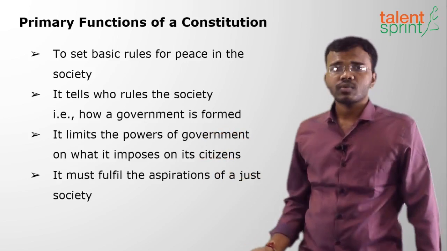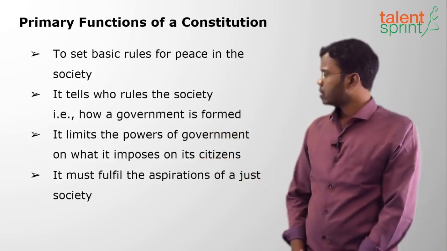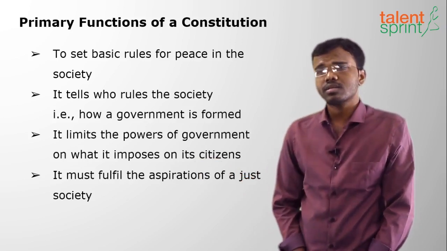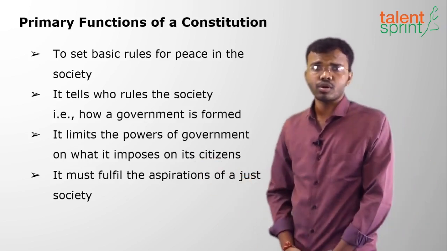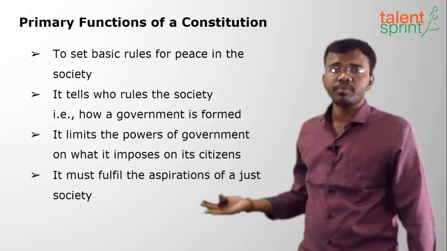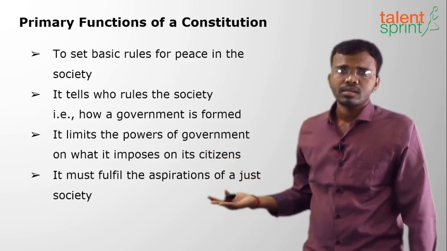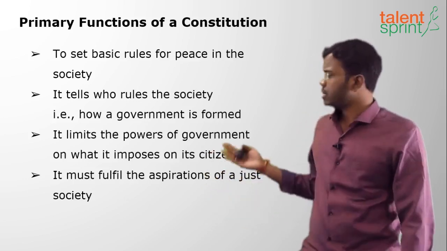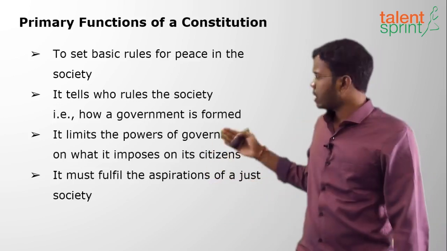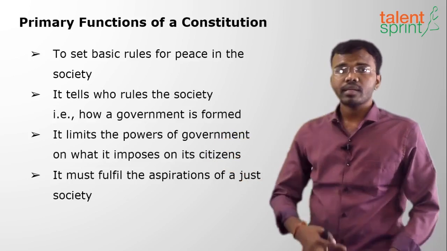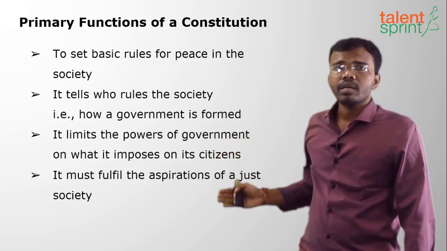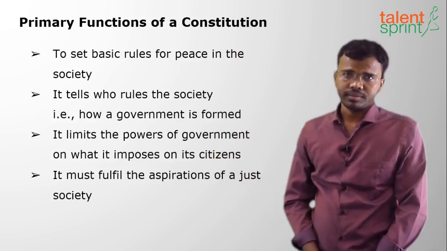Next is the last primary function, that is, it must fulfill the aspirations of a just society. What do you mean by a just society? I cannot achieve all the aspirations of all the persons in the society. At least I should fulfill some people in the society. Chinese people have a set of different aspirations. Indian people have a set of different aspirations. So their aspirations must be fulfilled by the constitution. So these are the four basic primary functions of any constitution in the world.